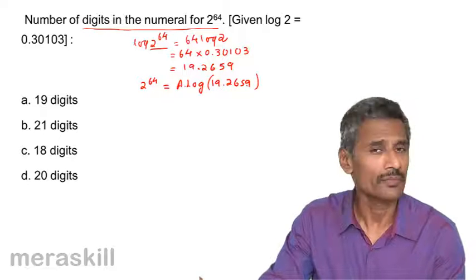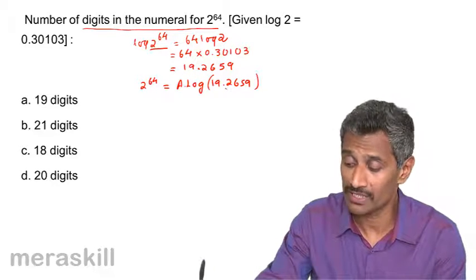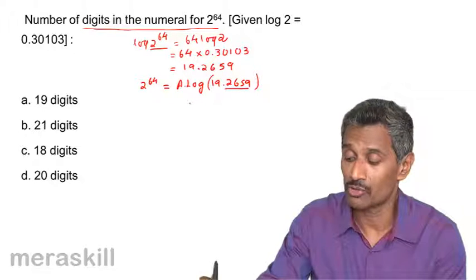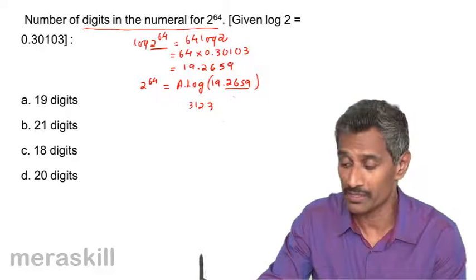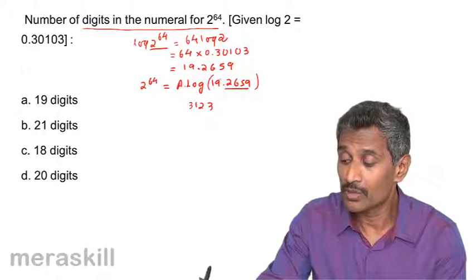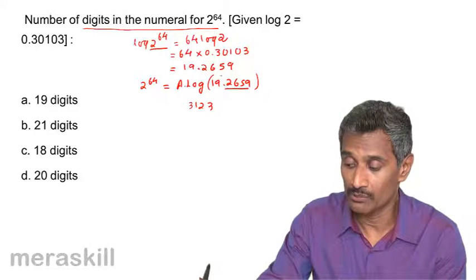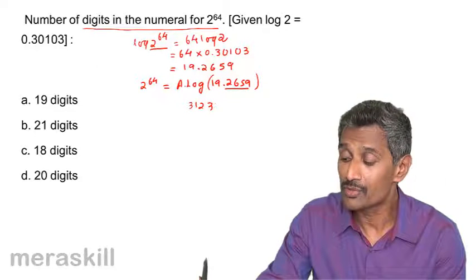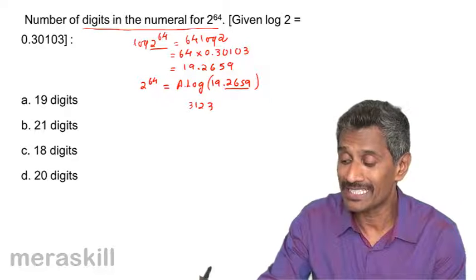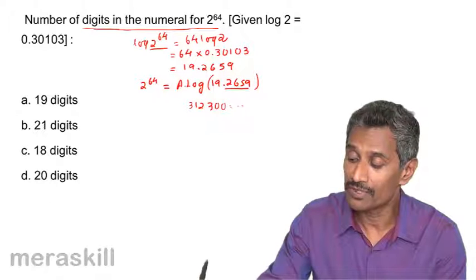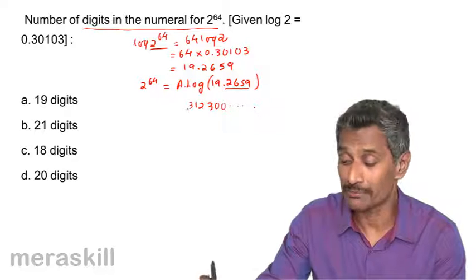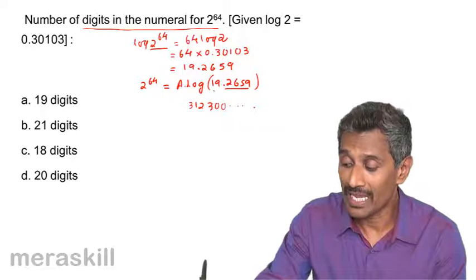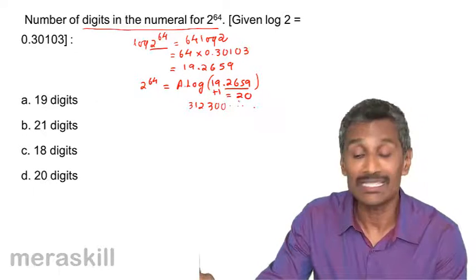of 19.2659. Normally what is done is we have the anti-log table, we check the mantissa over here and then we write the mantissa. Suppose the mantissa turns out to be 3123 or something. After we write this, we need to look at the whole number before the decimal and add 1 to it. So we take 19 plus 1, 20 digits, after which we put the full stop. That means this particular answer, 2 raised to 64, would have 19 plus 1, 20 digits.